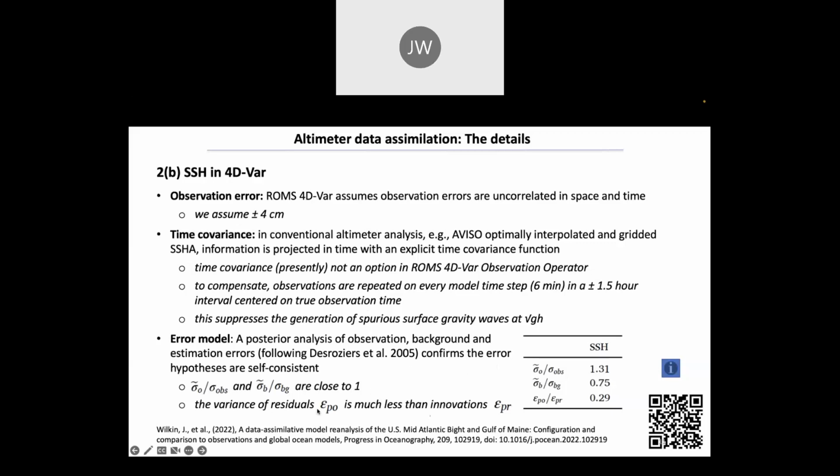And importantly, the residuals, which is how well you fit the data after assimilation, compared to the innovations, which was the misfit before assimilation, you want that to be less than 1. That means you've actually reduced the errors. And we're down here around 0.29. So I'm very happy about that. This is all described in more detail in a paper that came out in Progress in Oceanography. And if you zap that QR code, it'll take you to that paper.